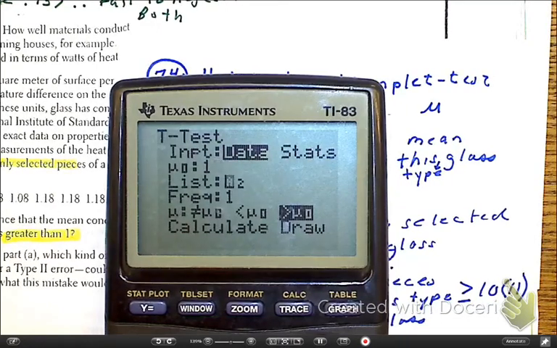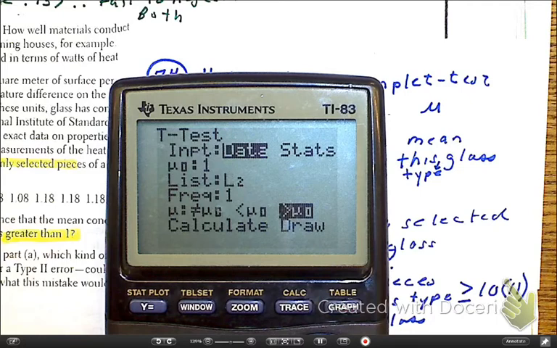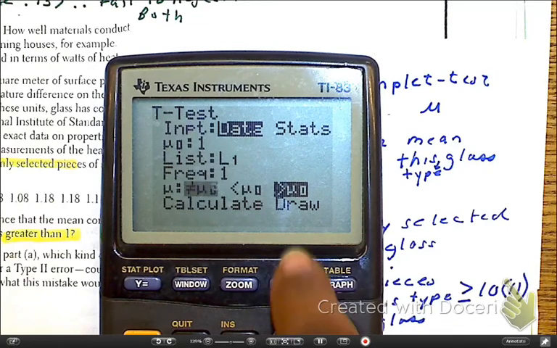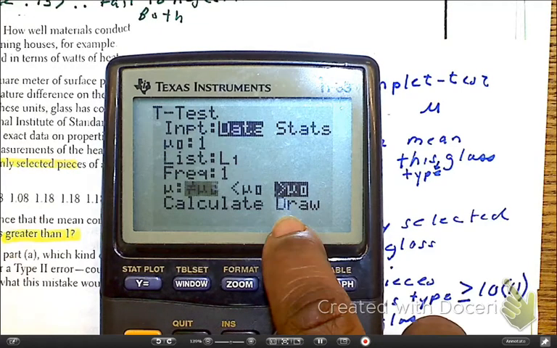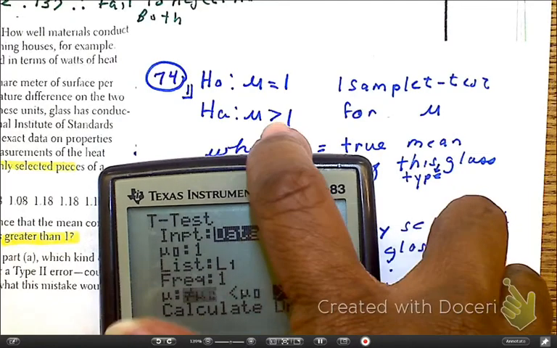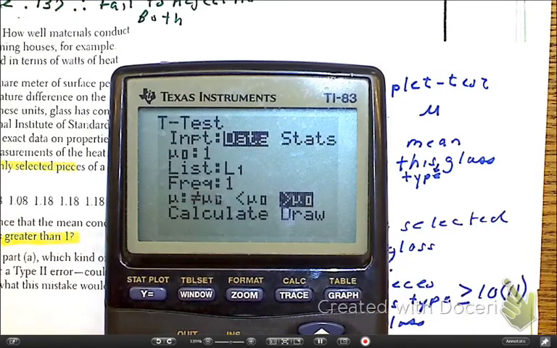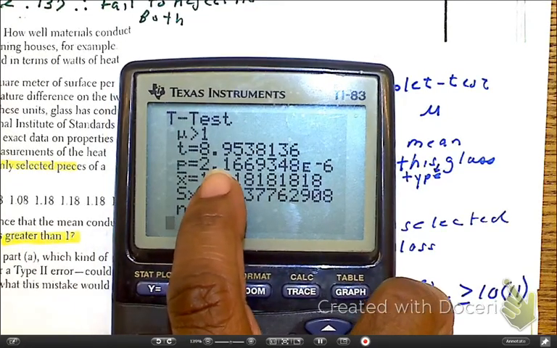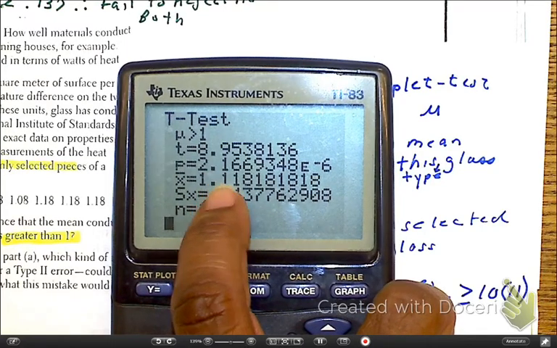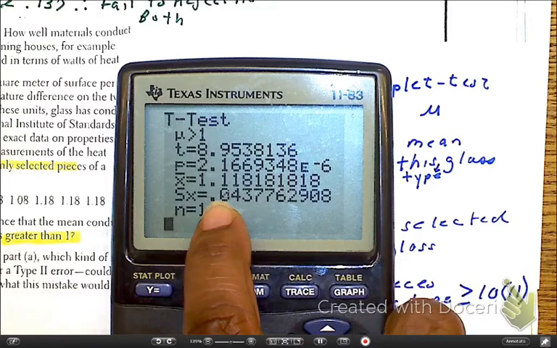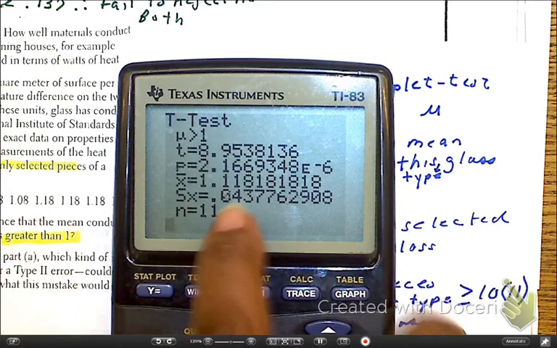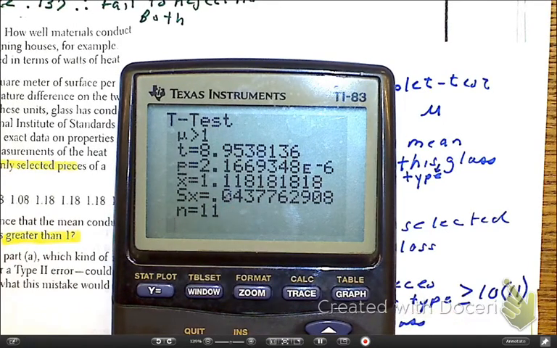I have it in my L1. And I don't mess with the rest of this. The frequency, I don't care. And we can see that it's greater than, again, based on that right there. Okay, so calculate. So here we see I have my test statistic. I have my p-value 2.1 times 10 to the negative 6. I have my mean, and I have my standard deviation, both for the sample. And remember, it's a t-test because I was not given sigma.